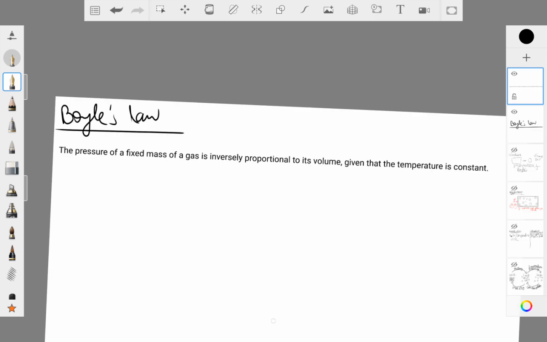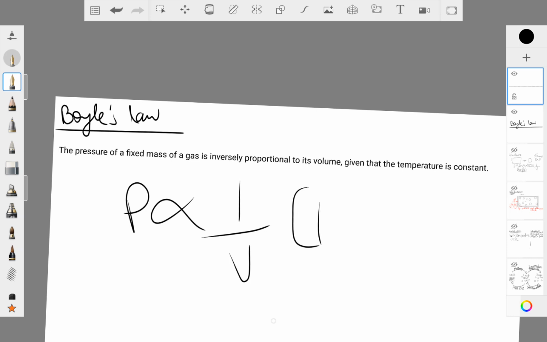So over here we have Boyle's law. Now Boyle's law basically states that the pressure of a fixed mass of a gas, P, is inversely proportional to its volume, given that the temperature is constant. Now, we explained what it means before, but as you decrease the volume that is occupied by the gas molecules, the pressure of the gas will actually increase, and that's the basis of Boyle's law.